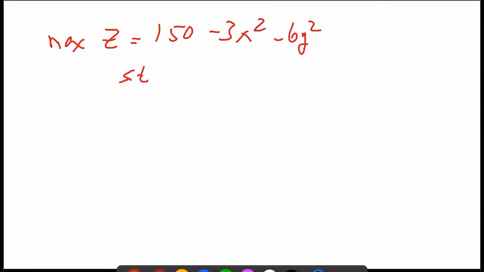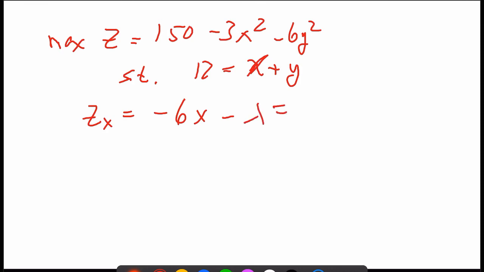Is that exciting? Yeah. Okay, now I did that as an example, but let's try it differently, where we change the constraint. What happens if we change the constraint? Subject to 12 equals x plus y. Okay? What's going to happen now? Well, that optimal point is going to change. So z_x equals minus 6x minus lambda equals 0.